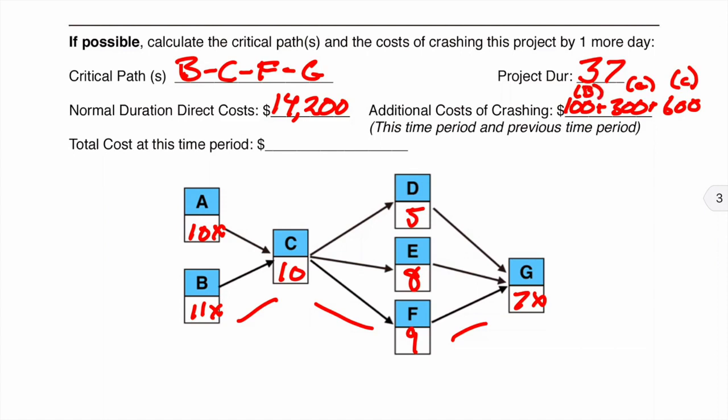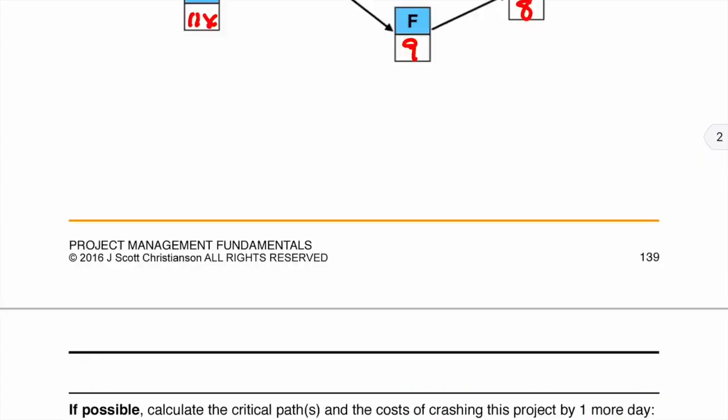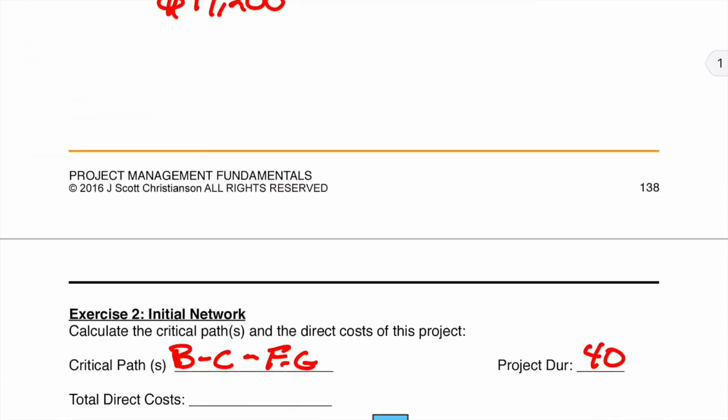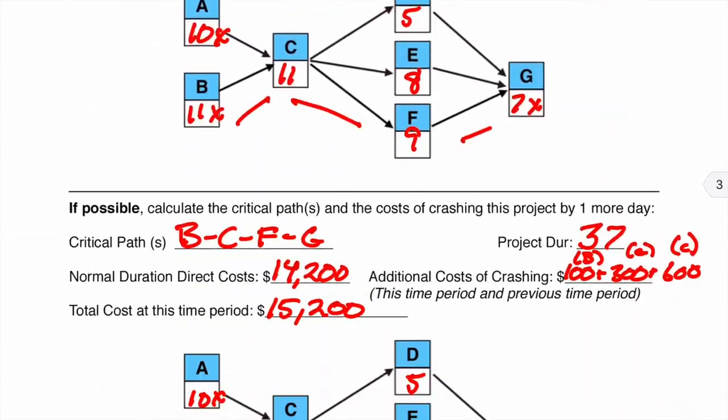So our total cost of this time period is $15,200. Now we're going to see if we can do it again. We can probably, without having to even go back and look at this, decide that we're going to do C again because we knew we could do it 2 times. So we're going to go ahead and do that.